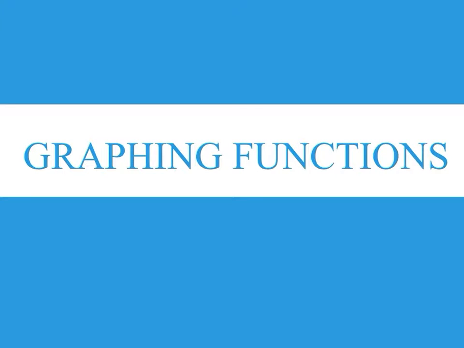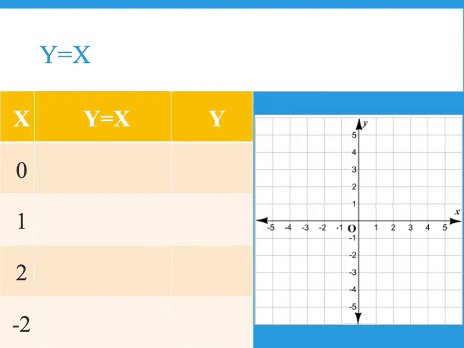Alright, today we're going to talk about graphing functions. So let's start off. This is how we're going to graph the function. A function has an independent and a dependent variable. You can see our independent variable here is x, our dependent variable is y.